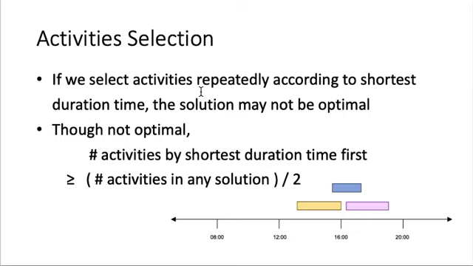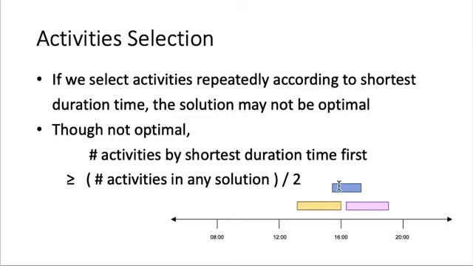Okay, so let us take a look at the so-called shortest duration time. Now here, for the shortest duration time, we will see one example below that shows that it is not optimal. So in this diagram, we will see that there are altogether only 3 activities. The blue one has the shortest duration, while the other 2 don't. And then, if you look at the best way to pick activities, we can pick the bottom 2 activities because they do not overlap, so that we can carry out these 2 activities together.